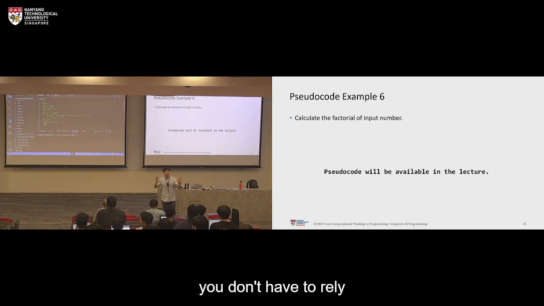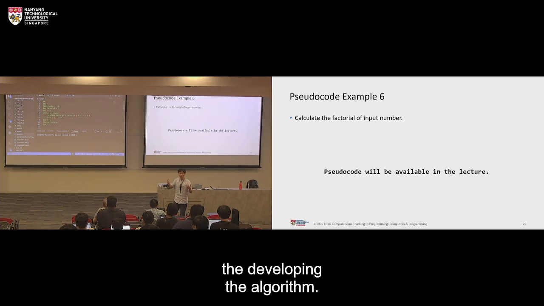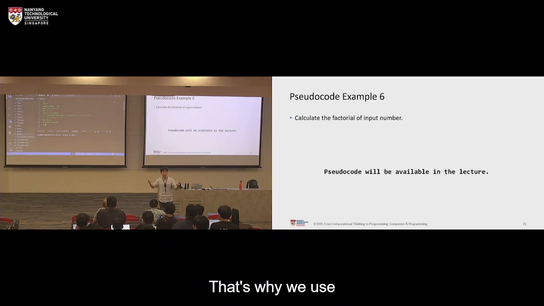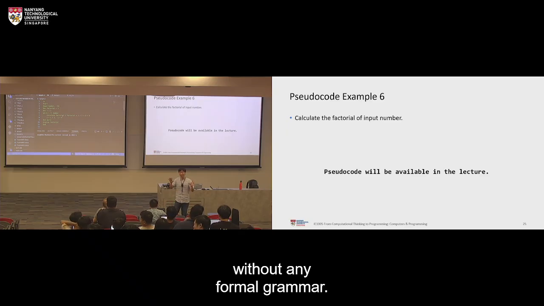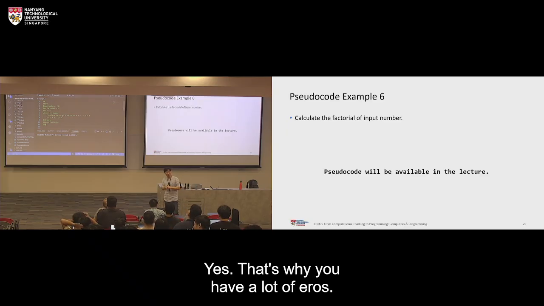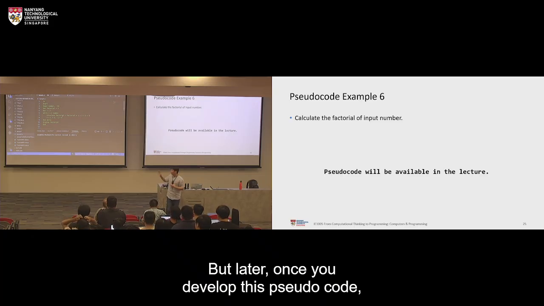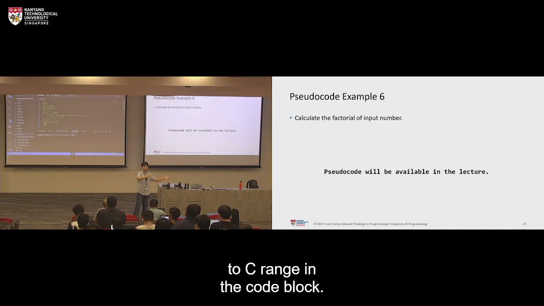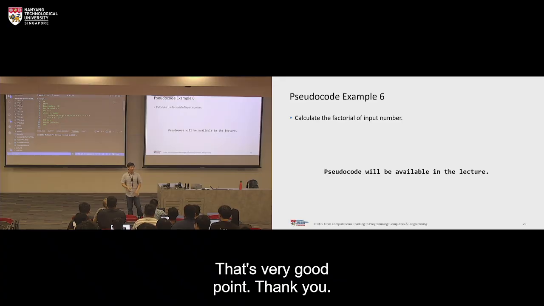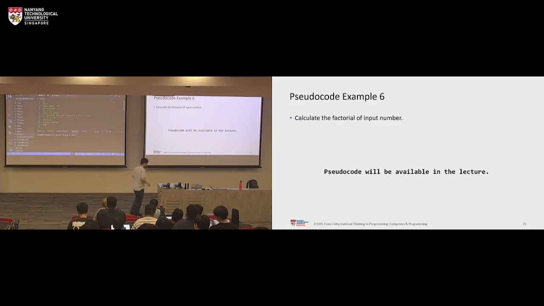So for now, you don't have to rely on the grammar of the C. Let's just focus on developing the algorithm. That's why we use just rough English words without any formal grammar. Yes, that's why you have a lot of error signs. But later, once you develop this pseudocode, you will translate it to C language in the code block. Okay, that's a very good point. Thank you.